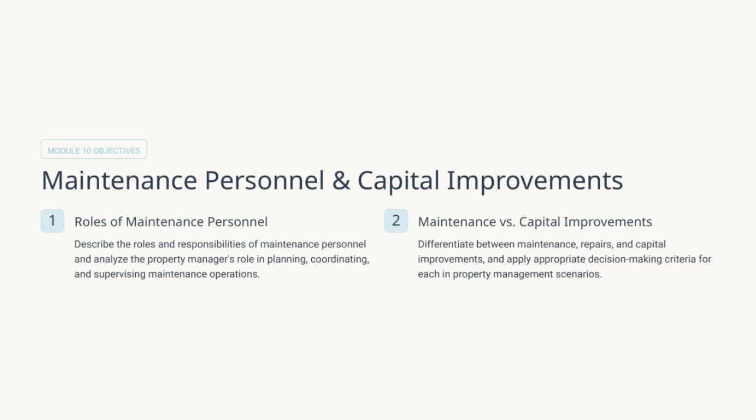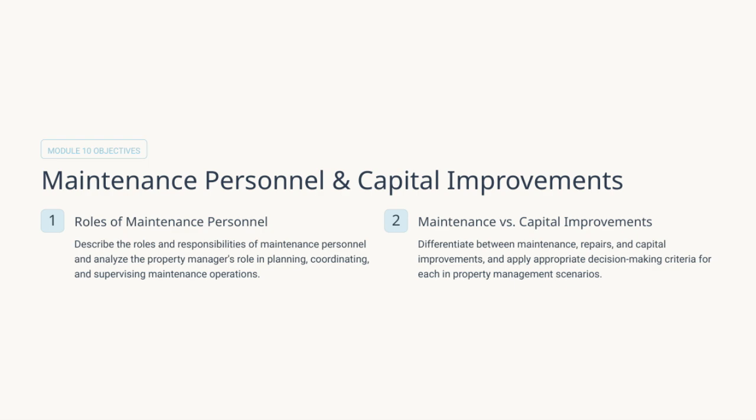Now, let's explore the differences between maintenance, repairs, and capital improvements, and how to apply the right decision-making criteria for each in property management scenarios. Understanding these distinctions is crucial because each has different implications for budgeting, planning, and long-term property value.